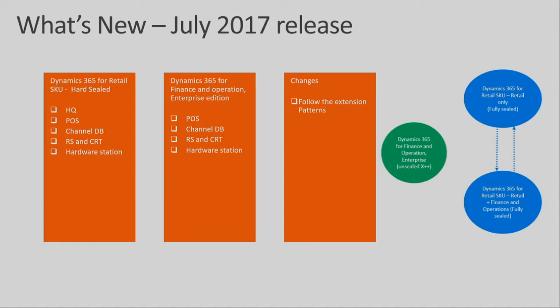Okay. The other SKU is the standard SKU, the finance and operations enterprise edition. Even in that SKU, one big change we did was that all the channel components are fully sealed. You can do the overlaying in X++, but the channel components are still fully sealed. You will not be able to do any inline changes. Basically you will get the new SDK and do the customization following the new pattern.